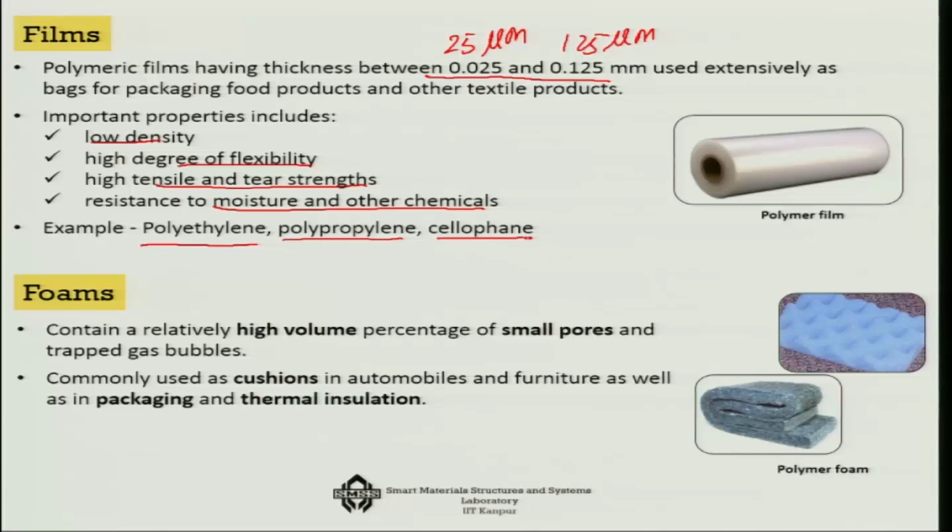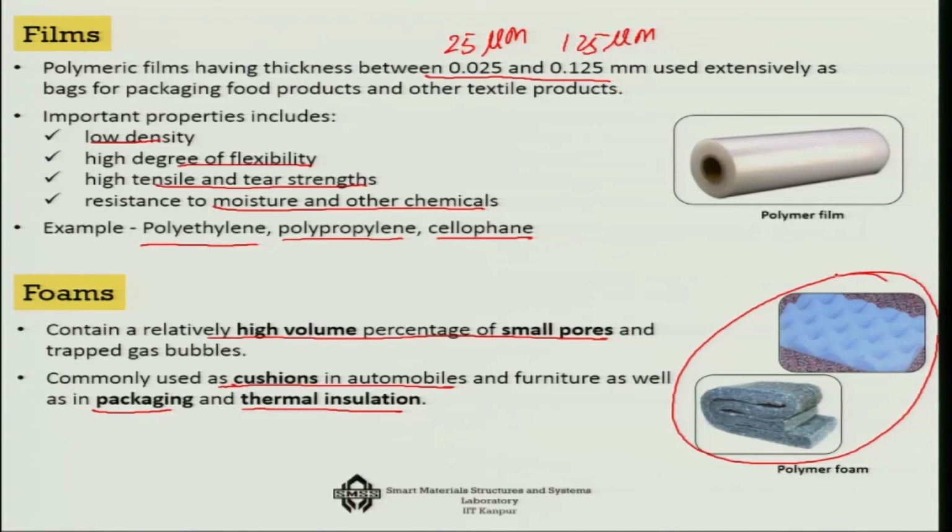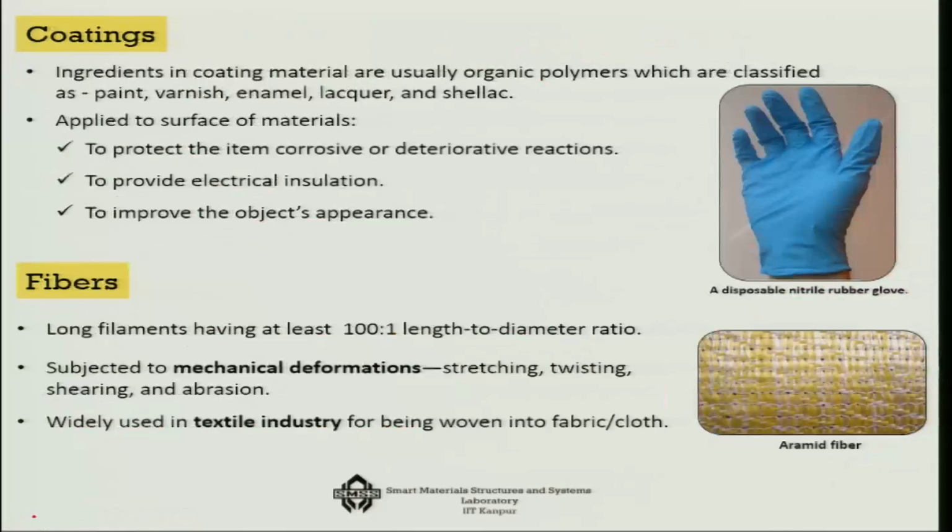Then the other group is foams, the sofas for example, which have foams. There you have the polyurethane foams. So foams are another very important category of polymers. They contain a relatively high volume percentage of small pores and trapped gas bubbles. They are commonly used as cushions in automobiles and furniture, as well as in packaging and thermal insulation. You get the polymeric foams. So that is another end use. So films and foams. What else will you see?